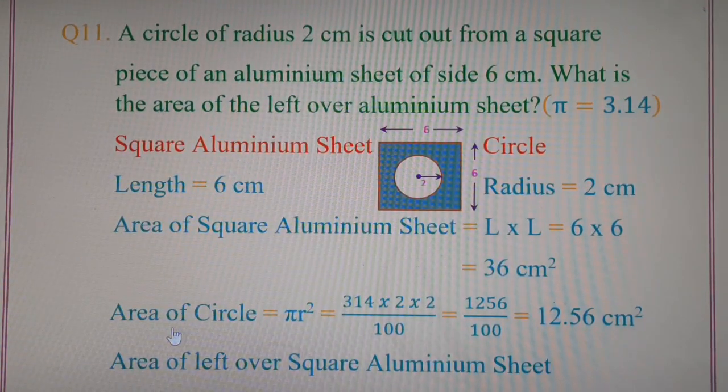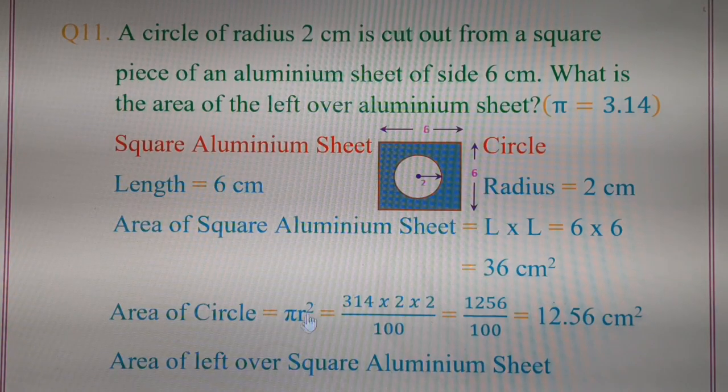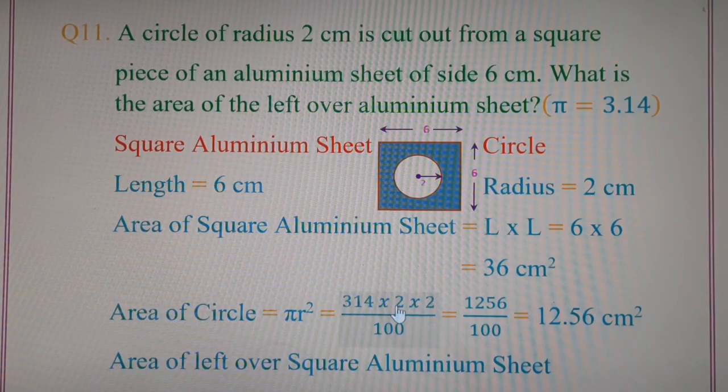And then we will calculate the area of the circle which we need to cut out. So area of circle is given by the formula pi r square. The value of pi will be 314 upon 100. Instead of 3.14, we will write 314 upon 100. And r square means r into r. So we will substitute the value of r, the radius of the circle, which is 2 cm. Instead of r square, we will write 2 into 2 in the numerator. So 314 into 2 into 2 upon 100 will be written to calculate the area of the circle.